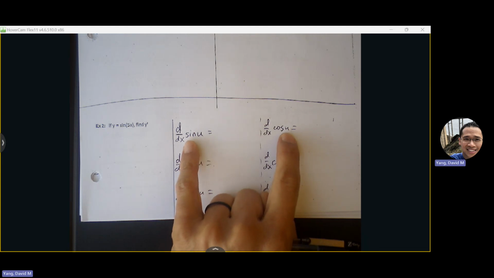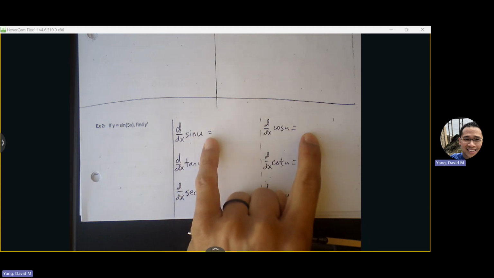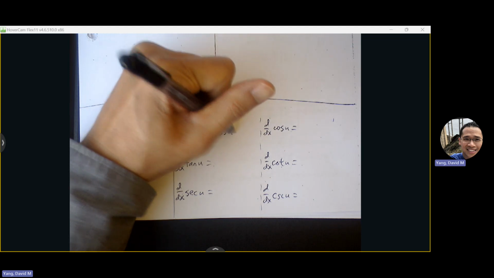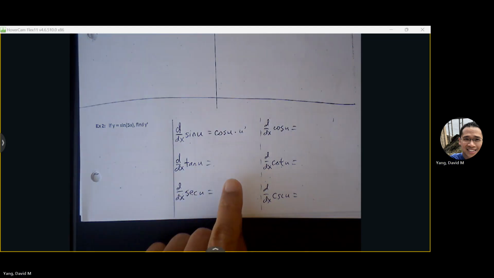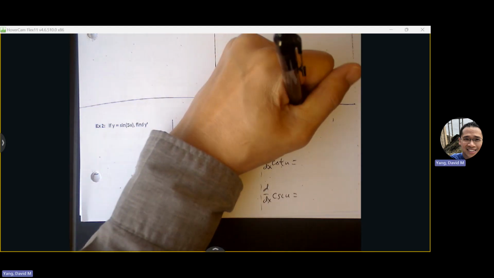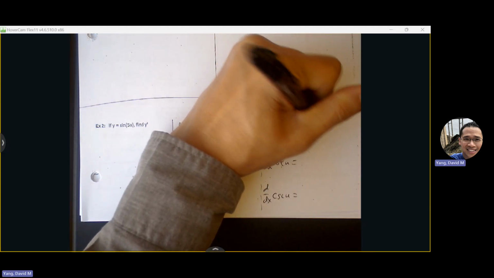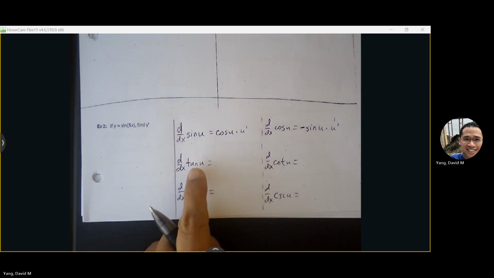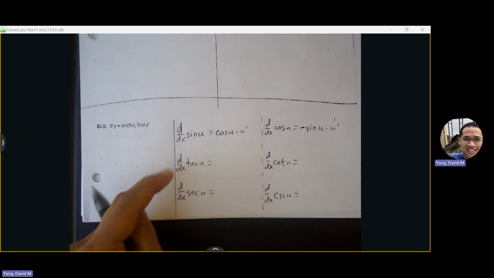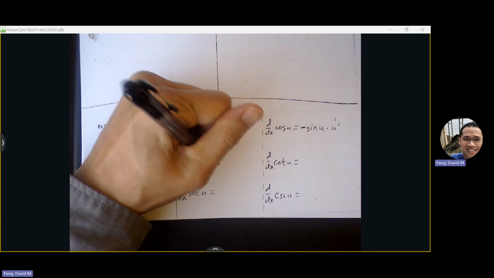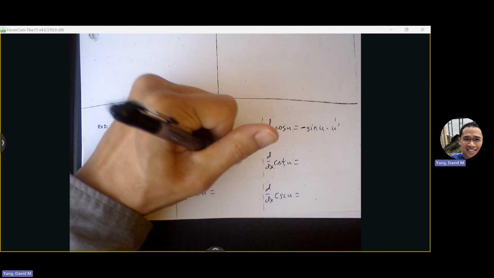So sine and cosine, their derivatives are just basically each other. Sine's derivative is cosine of u times u prime. Cosine's derivative is negative sine of u times u prime. Tangents and secants, their derivatives basically just involve each other. So tangent's derivative is secant squared u times u prime.